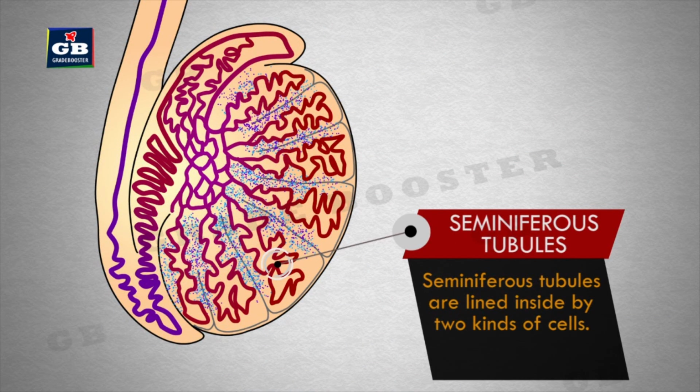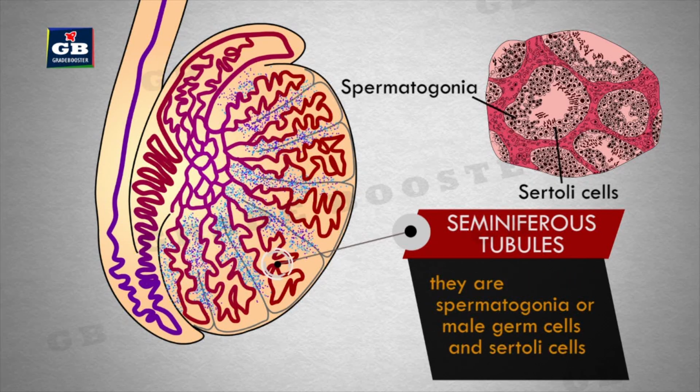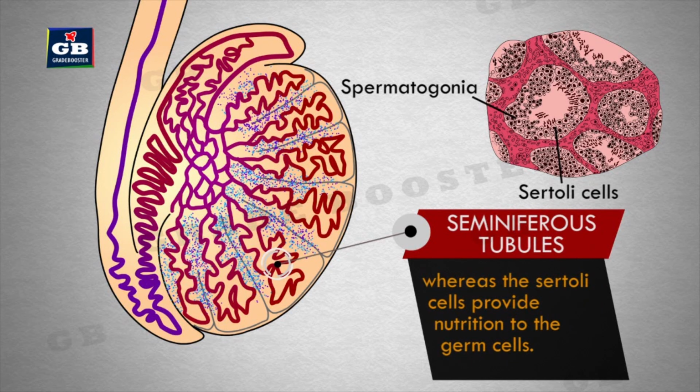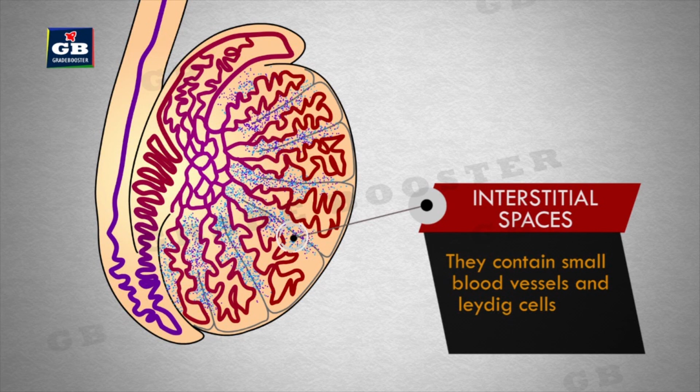These are seminiferous tubules. Seminiferous tubules are lined inside by two kinds of cells. They are spermatogonia and Sertoli cells. The male germ cells develop into sperm cells by meiotic divisions, whereas the Sertoli cells provide nutrition to the germ cells. The spaces outside the seminiferous tubules are called interstitial spaces. They contain small blood vessels and Leydig cells.